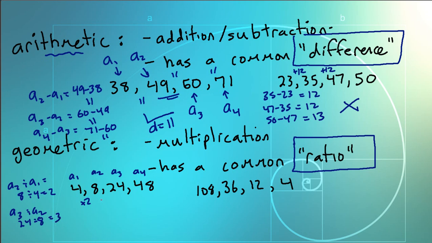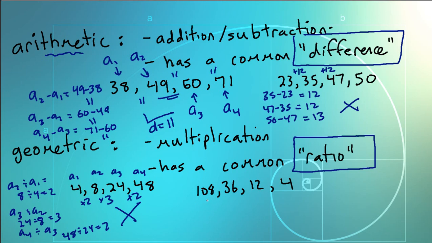So this obviously is not going to work out, but just to finish it off, the next one would be A4 divided by A3. So that's 48 divided by 24. And that gives me 2. So I don't have a common ratio. These ratios would all have to be the same. And they're not. Let's take a look at this one.